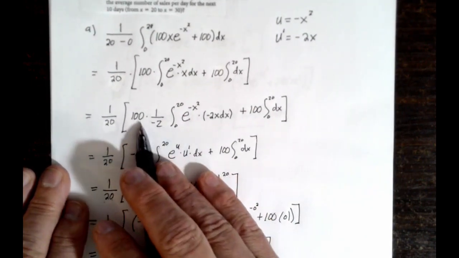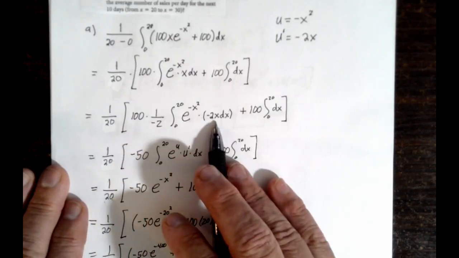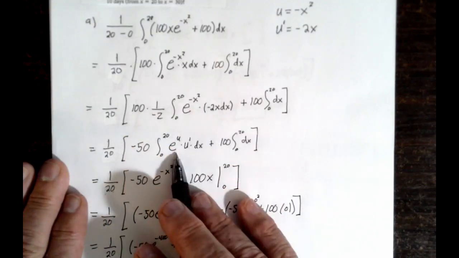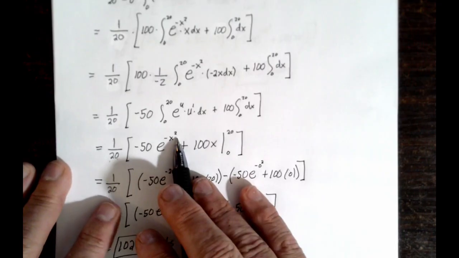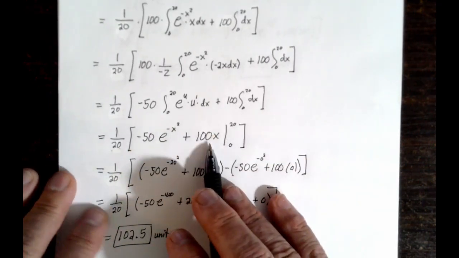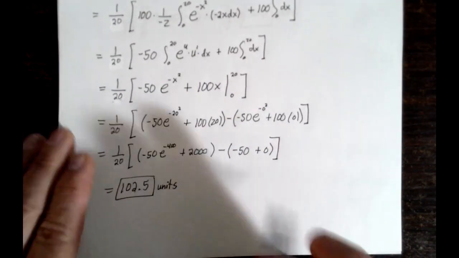So then this part is just negative 50, and this is e to the u prime dx. And so if it's e to the u prime dx, you just get e to the u. And we know what our u is, it's negative x squared. And when you integrate dx, you just get x. And then you plug everything in, and you hit it with a 1 over 20 as well, and you get 102.5.